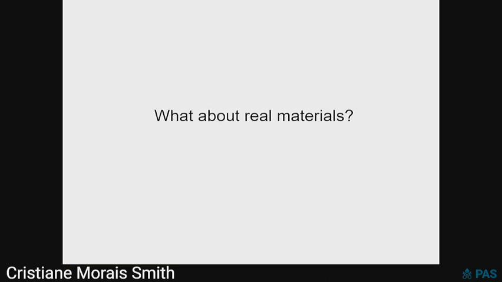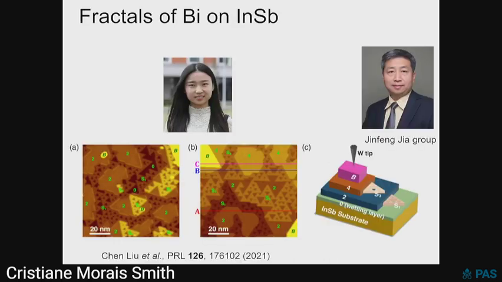Now, what about the real materials? Could we see topology in real fractals? So our colleagues in China, the group of Jingfeng Jia, has been growing bismuth on top of indium antimonide. And bismuthine is a very interesting object because from the first quantum Hall effect to see these beautiful plateaus, we needed high magnetic fields and low temperatures. With graphene, we could get rid of the low temperature, but we still needed high magnetic fields.